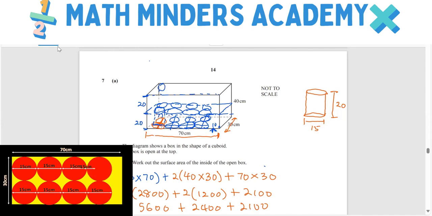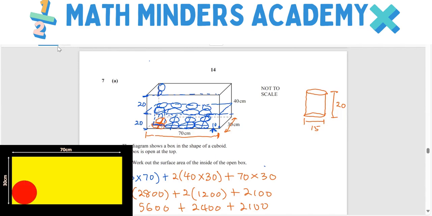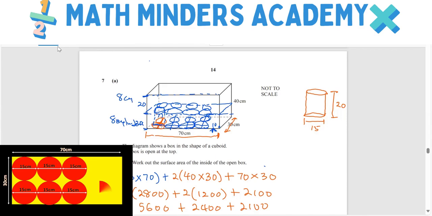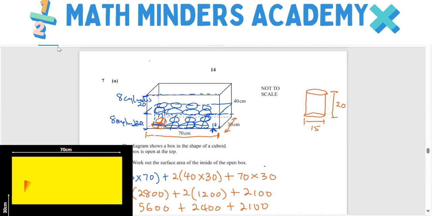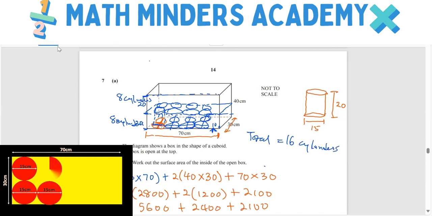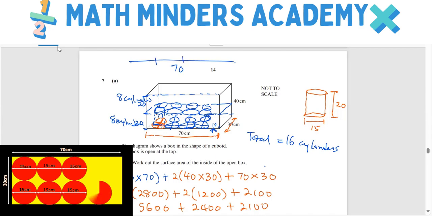So what we are going to have here is actually the first and the second layer. On the first layer, we are going to have 8 cylinders. The second layer, we have 8 cylinders, okay? So altogether, we are going to have 16 cylinders total. Total is 16 cylinders. So if we arrange, it's just like you have a line of 70 centimeters and you have to cut it 15, 15. The maximum you can get is 4.